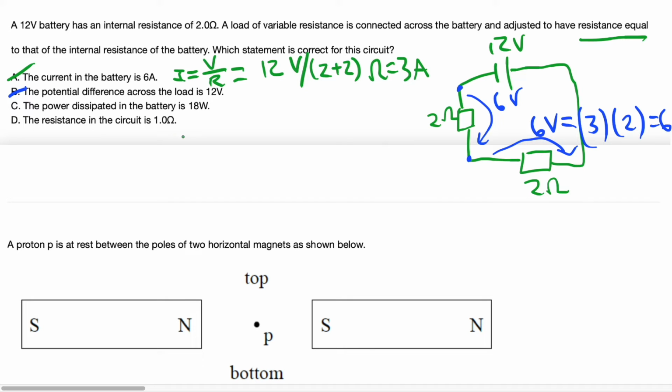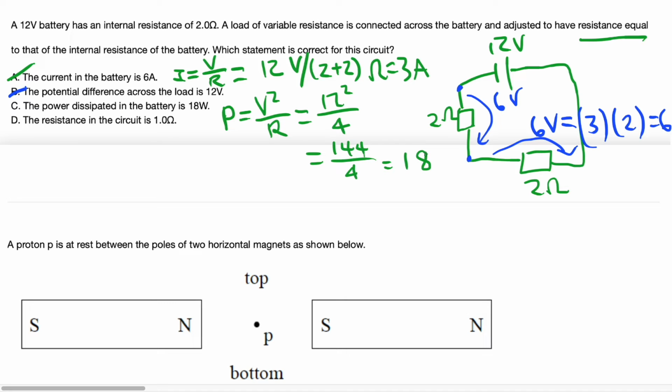The power dissipated in the cell is equal to 18 watts. So power is equal to voltage squared divided by resistance, which is equal to 12 squared divided by 4. So 144 divided by 4, which is equal to 18. So C is correct. The resistance in the circuit is equal to 1 ohm. You definitely know this is not correct because they're connected in series. So R is equal to 4 ohm.